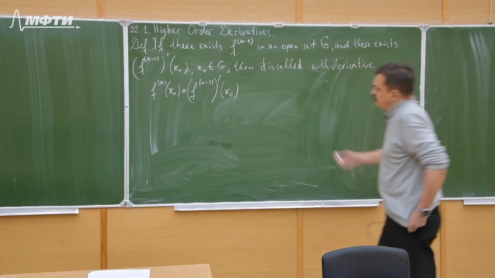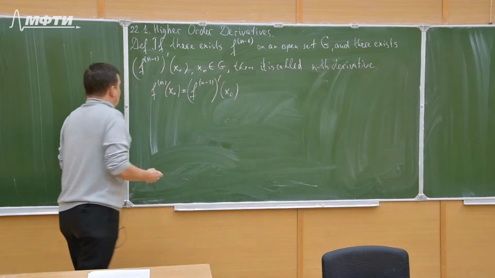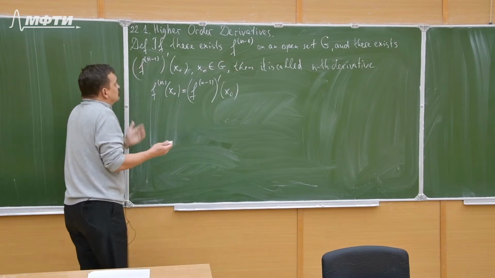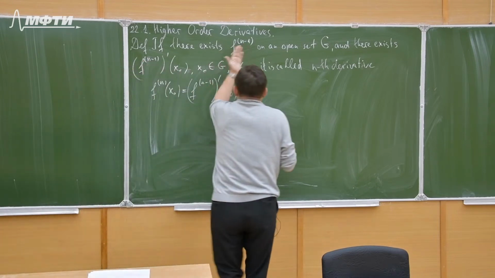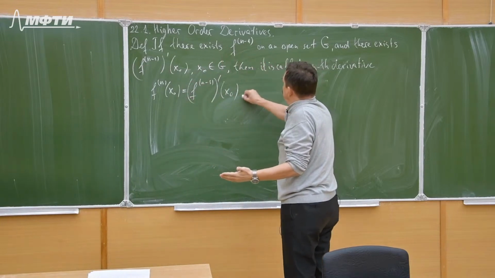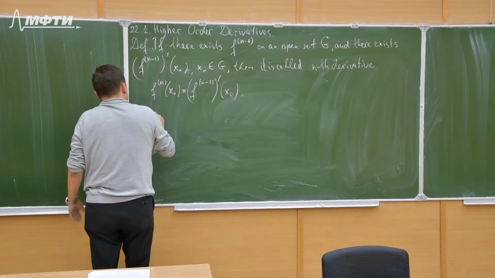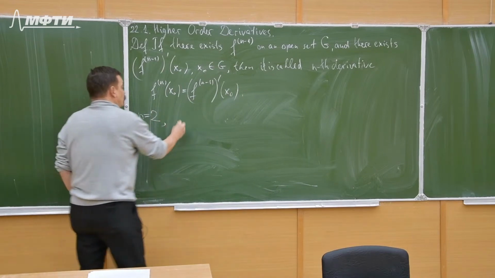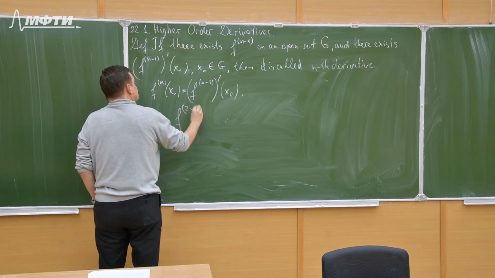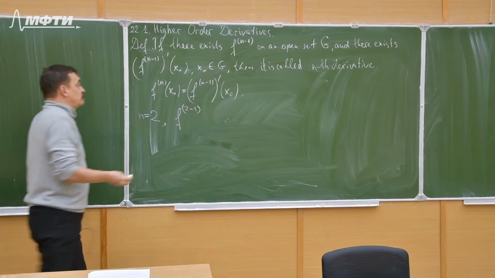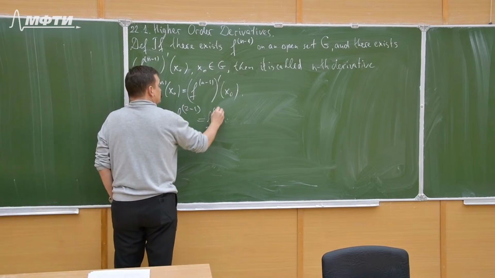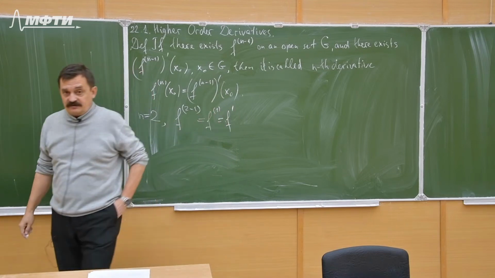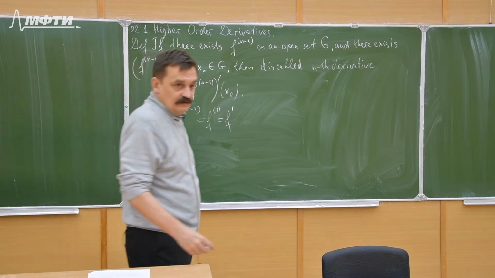So you see the notation is also here, and how to read that notation. So we start, let's say, with n equals 2, right? So the derivative of order 2 minus 1 is just the first derivative. It's another notation, nothing else.